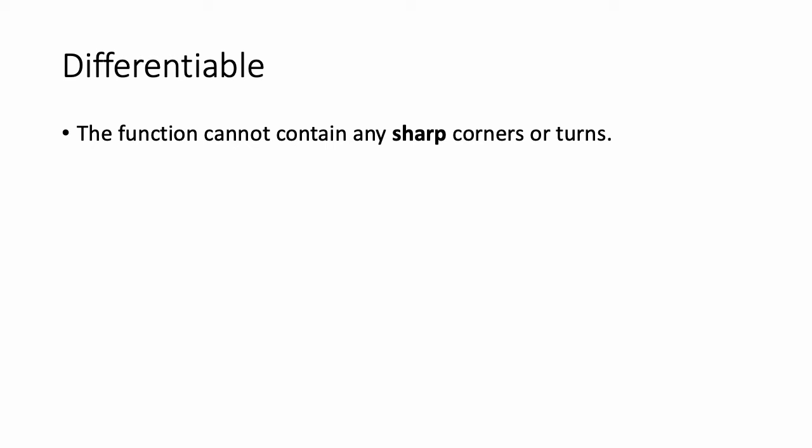So the function must also be differentiable, or the derivative must be continuous. And the way you can check this is to see if the graph has any sharp corners or turns. So if the graph does have sharp corners or turns, then it's not differentiable. So let me give you an example.